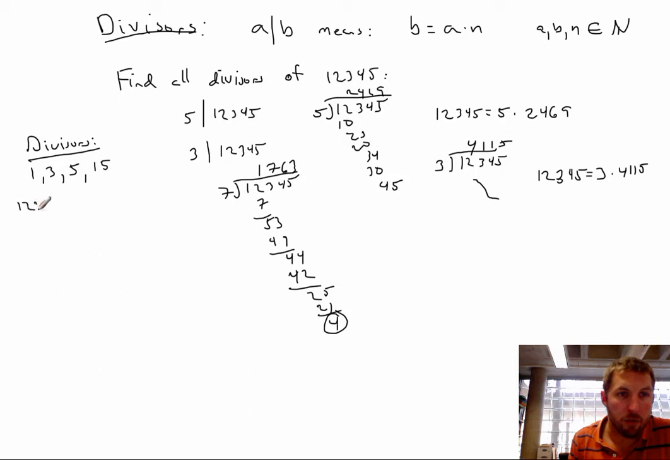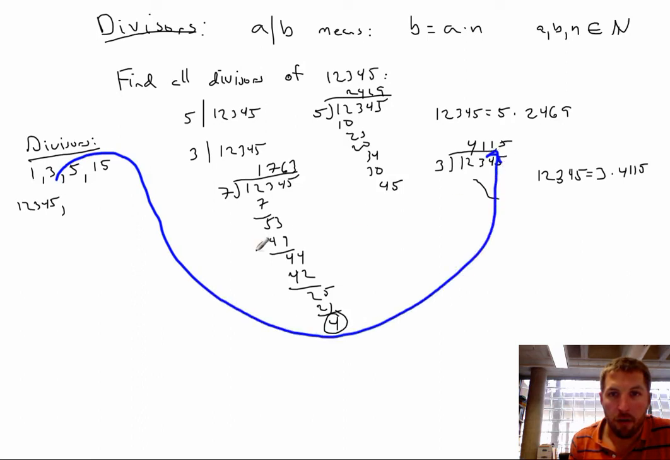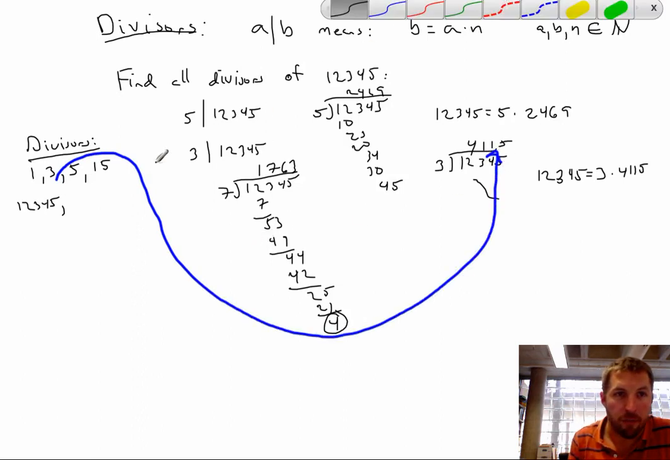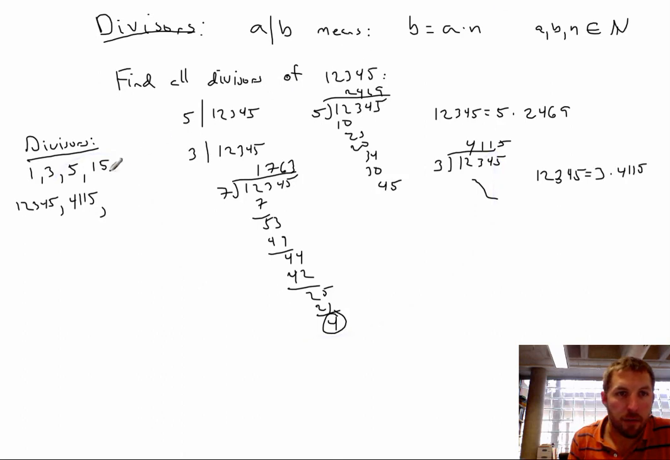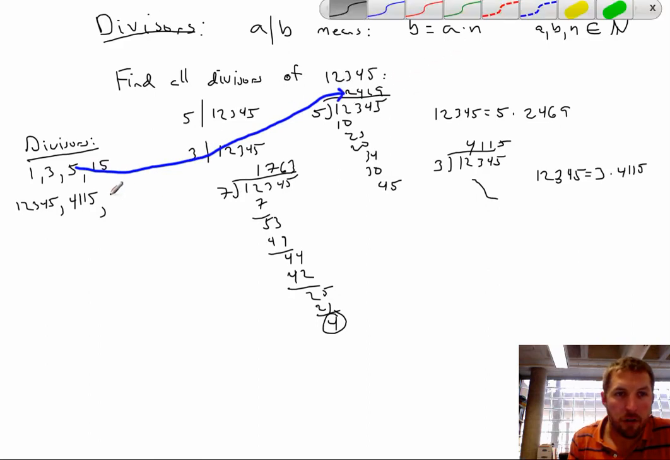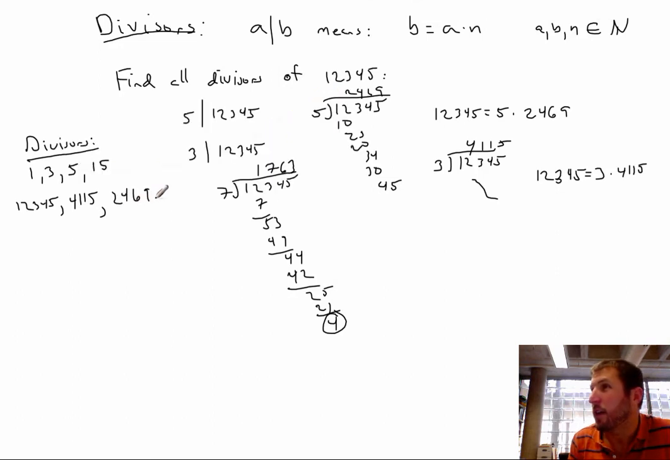1 times 12345 is 12345. Well, we already figured out 3 is paired up with 4115. So 4115 must also be a divisor. Okay. And at the same time, 5 was paired up with 2469. So 2469 must be a divisor.